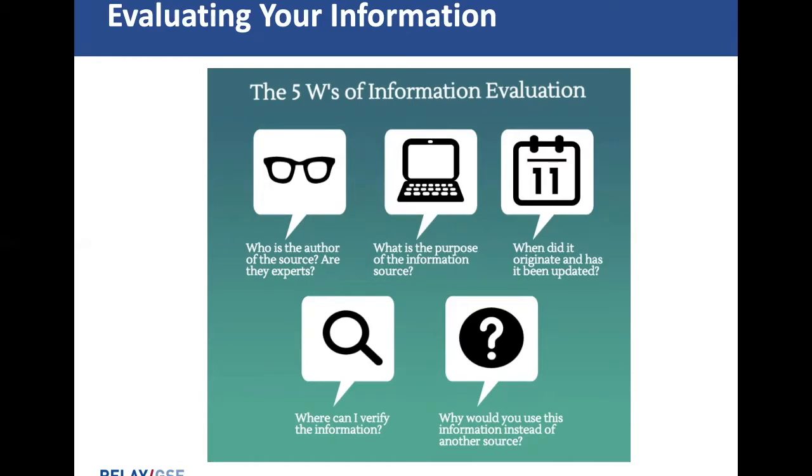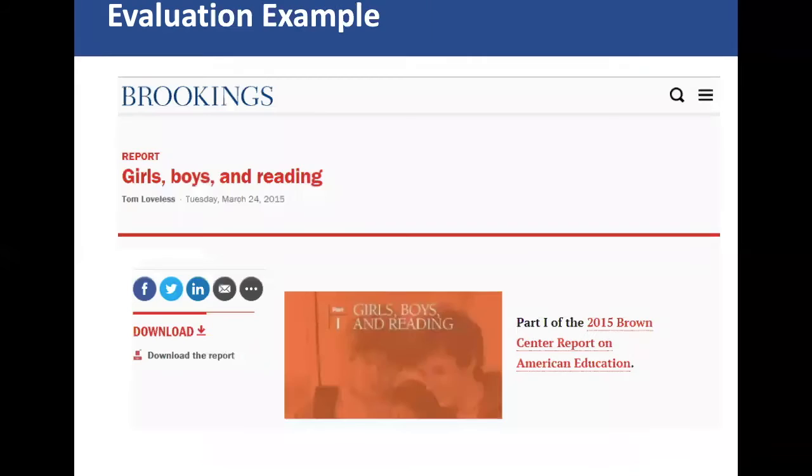And then lastly, why should I use this source instead of another one? Is it a frequently cited or referenced article? Is it important in the field? Has the source been peer reviewed? Let's take a look back at that Brookings article as an example. Remember, I found it on Google, so I want to be very careful about making sure it's a good source before I use it.